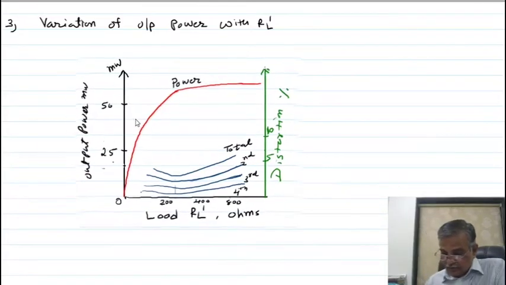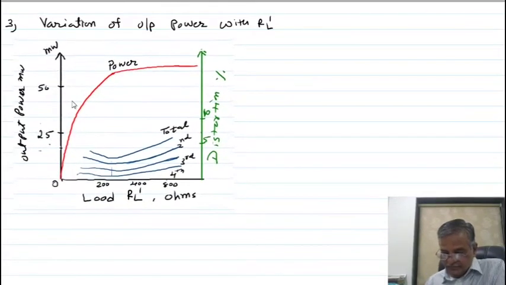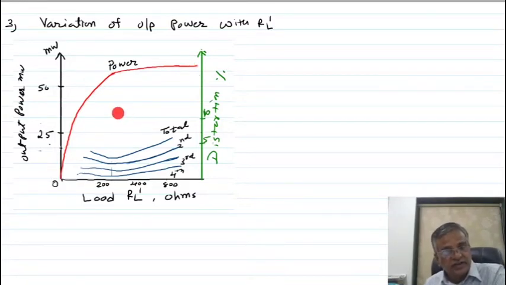The variation of the output power with load RLS is shown in the figure. This is the variation I am showing you. Initially it increases as RLS increases, and then it becomes saturated. In this graph, the variation of the harmonic distortion with RLS is also shown.